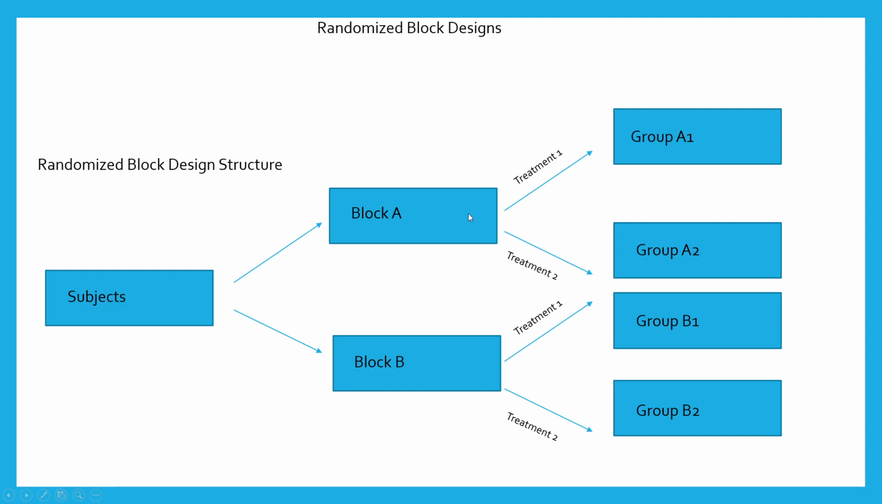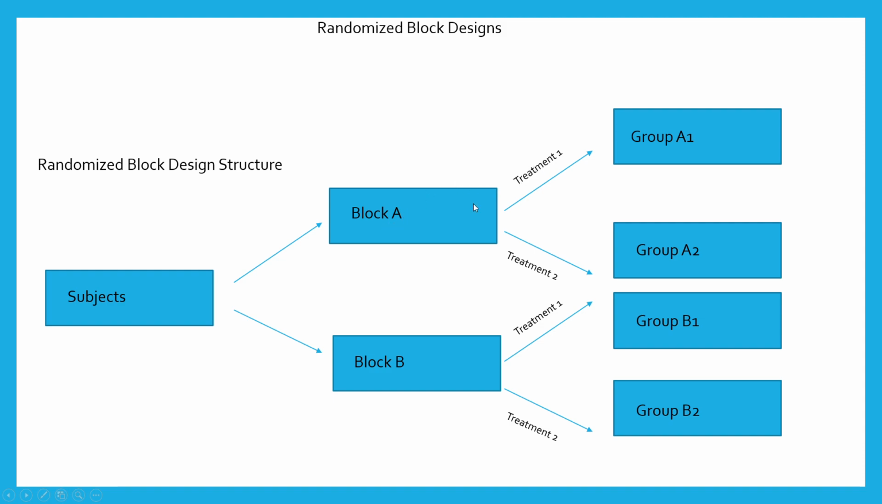Within the blocks, they are then randomly assigned the treatment 1 or treatment 2 and then put into group A1, A2, B1, and B2. We then assess the data based off of their group, their treatment, and the block and make the comparisons.